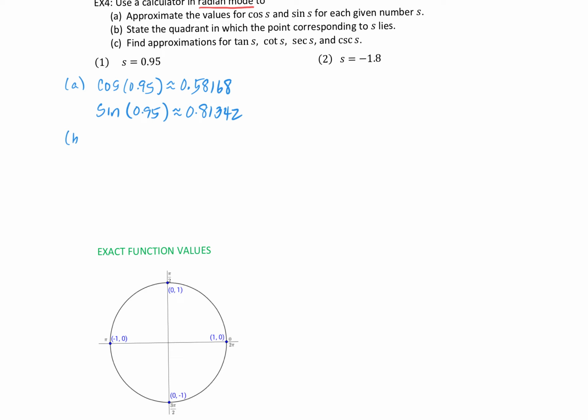Now in part B, I want to know what quadrant I'm in. Well, 0.95 is between 0 and 1.6, so I'm in quadrant 1. So it makes sense that when I put in 0.95 into my calculator, sine and cosine are both positive. And also notice that the values are between -1 and 1. So remember, the values for cosine and sine are always going to be between -1 and 1. So if you got a value that was larger than 1 or smaller than -1, like a -2 point something, that would tell you that you're probably in degrees. Double check, and make sure you're in radians.